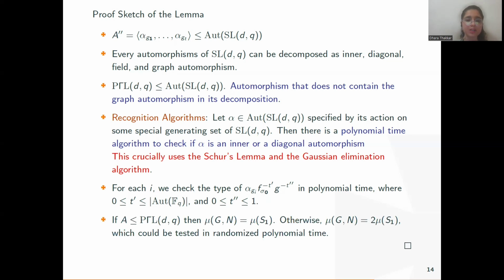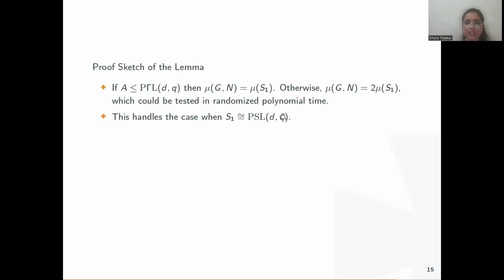Now, if A is a subgroup of PΓL(d,q), then we know that it does not belong to the table, and so mu of (G, n) is nothing but mu of A, which is mu of S1. Otherwise, it belongs to the table, and from the table, mu of A is nothing but 2 times mu of S1. So all the steps can be done in randomized polynomial time, and that is the case when S1 is isomorphic to PSL(d,q).